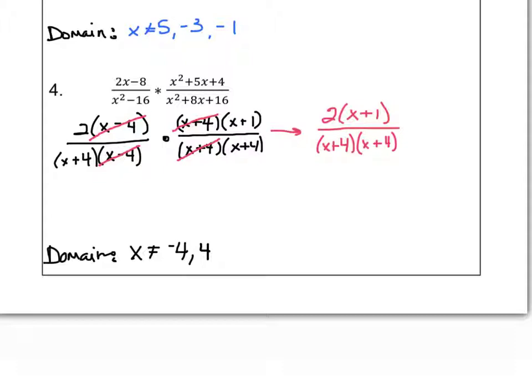So in this part 2, we talked about how to simplify rational expressions with multiplication. Don't forget to watch the third part of the notes, which is going to be division. This concludes part 2.